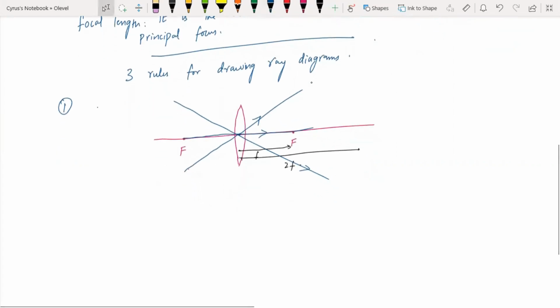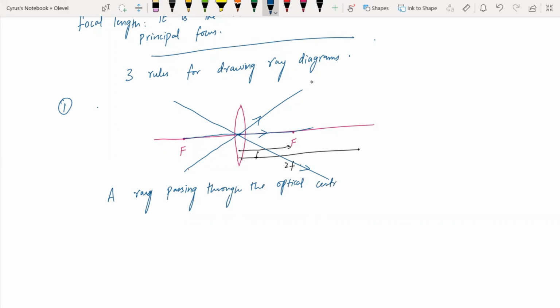Is that clear? A ray passing through the optical center of the lens will pass without any deviation, without any bending, right? A ray passing through the optical center of the lens will pass without any deviation or any bending.